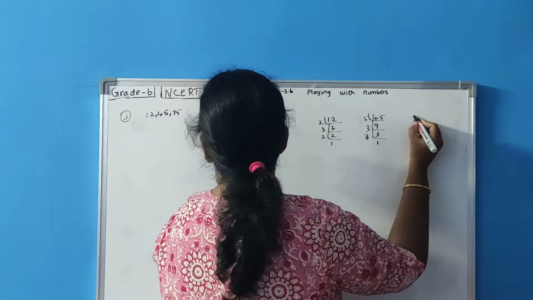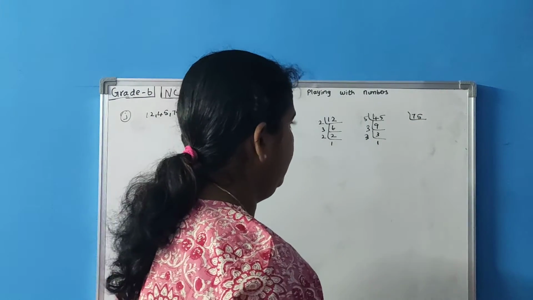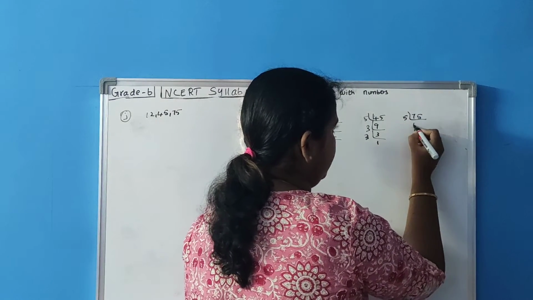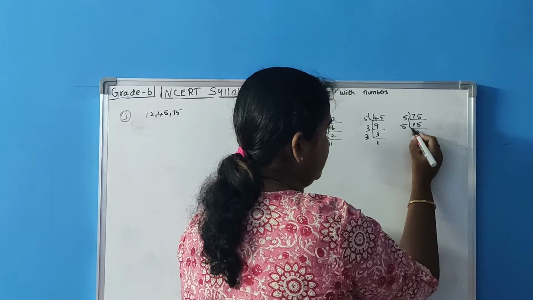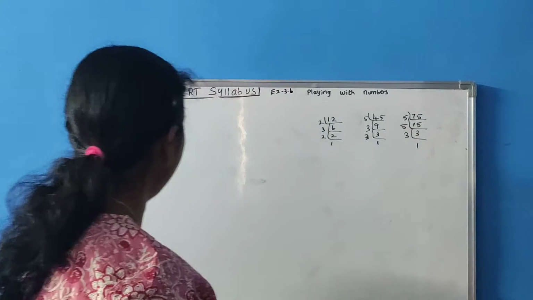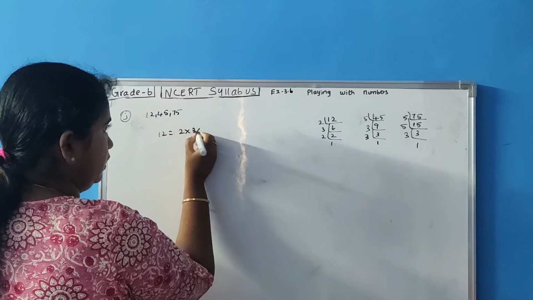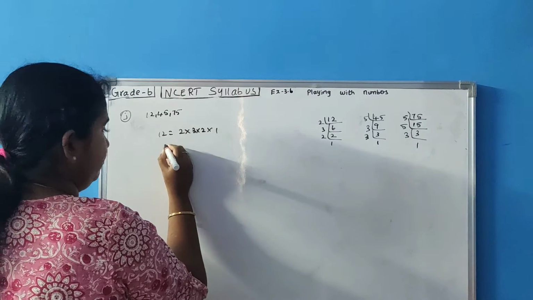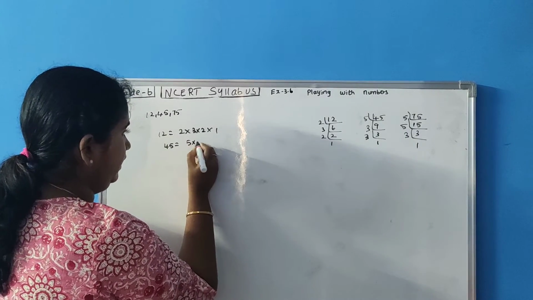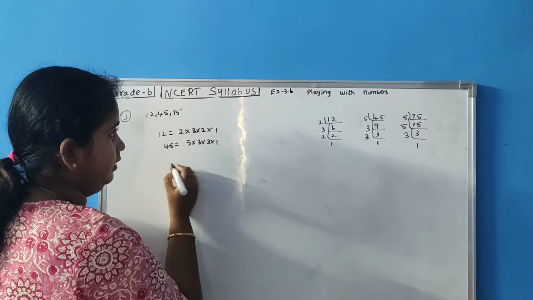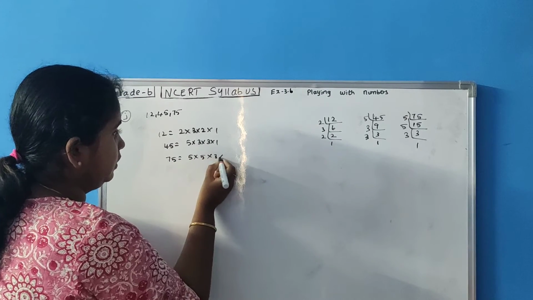Then 75. 5, 1 5s are 5, balance 2, 5 5s are 25, 5, 3 5s are 15, 3, 1. Now write the factors. Factors of 12 equal to 2 into 3 into 2 into 1. Factors of 45 equal to 5 into 3 into 3 into 1. Factors of 75 equal to 5 into 5 into 3 into 1.